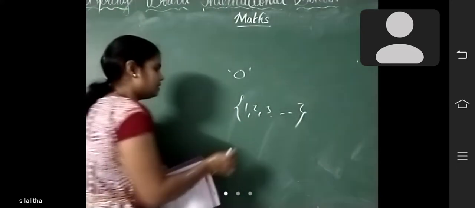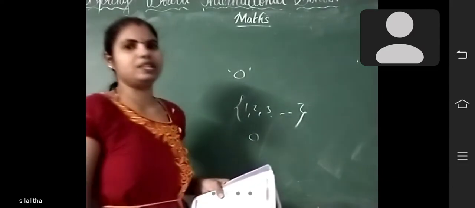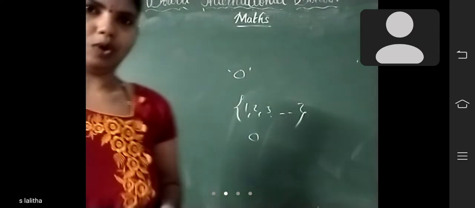Second one, the rational number that does not have any reciprocal. So the rational number that does not have any reciprocal. What does it mean, not having any reciprocal? Yes, zero. Zero does not have any reciprocal.